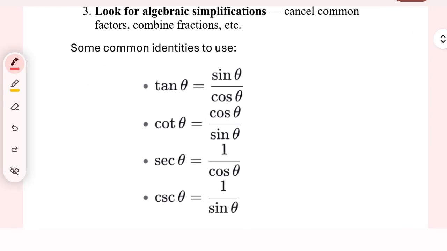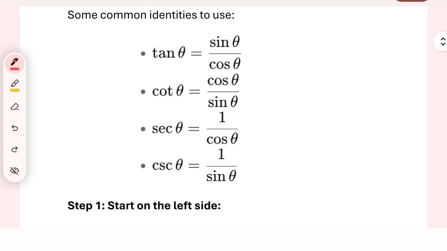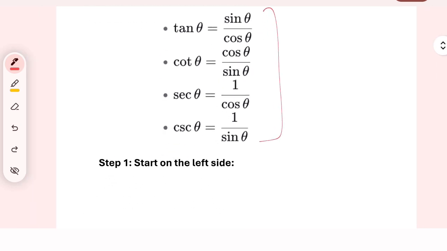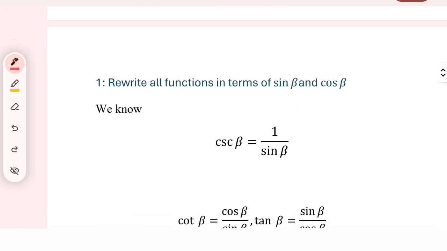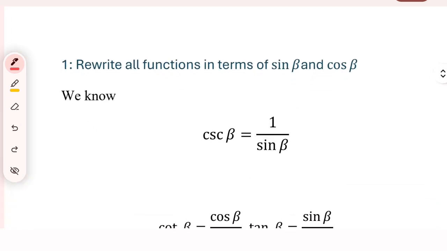Rule number 1 is we start on the left side, which is the more complicated side. And of course, you need to remember all the common identities that we could use to rewrite our expression. The rule number 2 is we need to rewrite the functions such that the complicated functions can be written in sine and cosine. If it's possible to rewrite the function into a sine and a cosine, that is actually the best way.